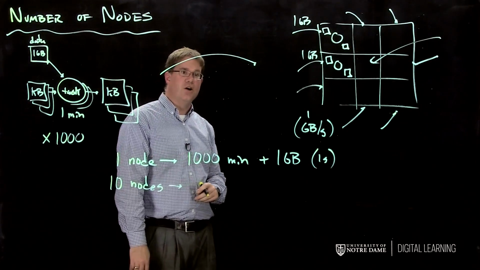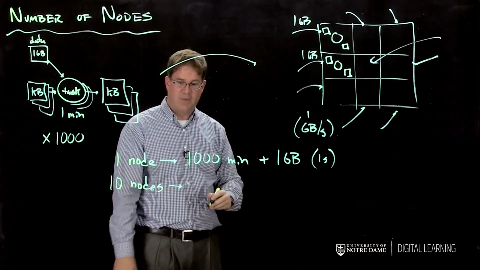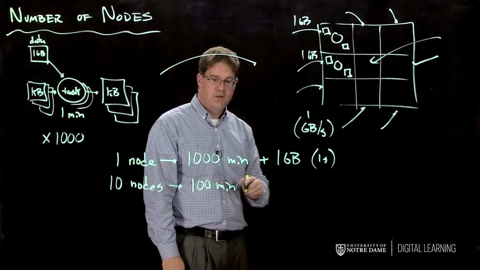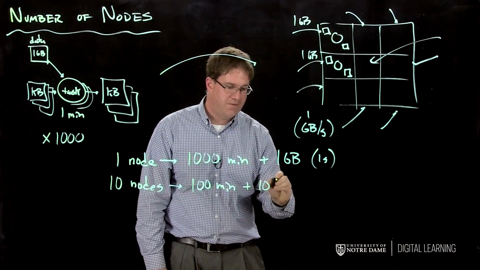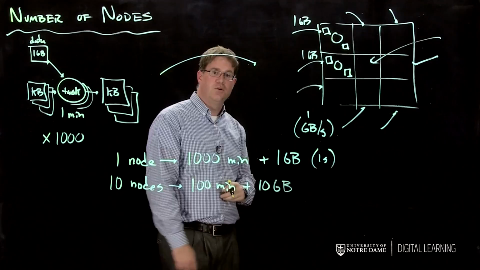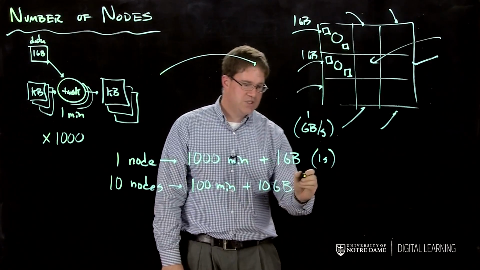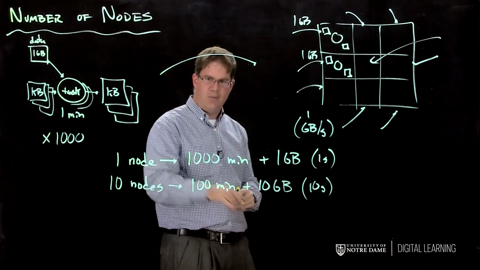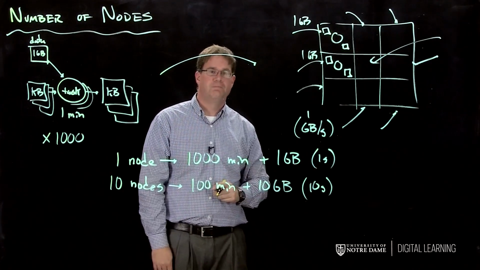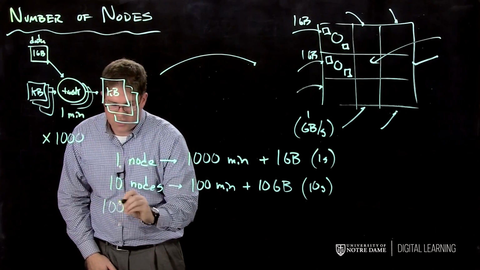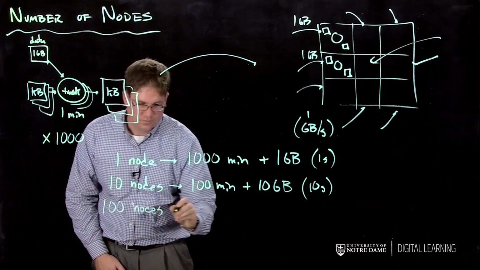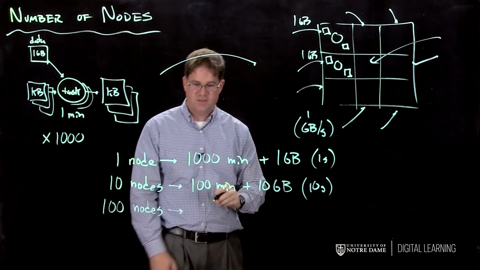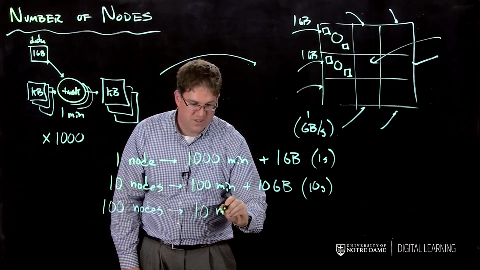Well, if I run on 10 nodes, then I'm going to divide my execution time by 10. So it's going to take 100 minutes just to execute the job. So that's an improvement. But I'm going to have to transfer that gigabyte file 10 times. So I have to do 10 gigabytes of transfers, which is going to take 10 seconds. Well, still that 10 seconds doesn't add up much compared to that 100 minutes, so we're still doing fine. Let's go bigger. Let's run on 100 nodes. If I run on 100 nodes, then my tasks that take 1,000 minutes are going to take a total of 10 minutes. Wow, that's a big speed up. That's really good.